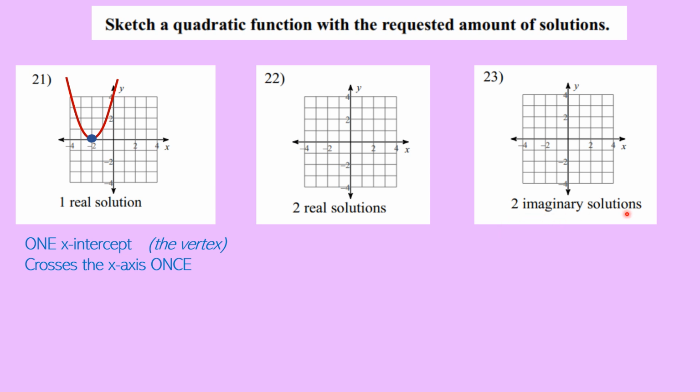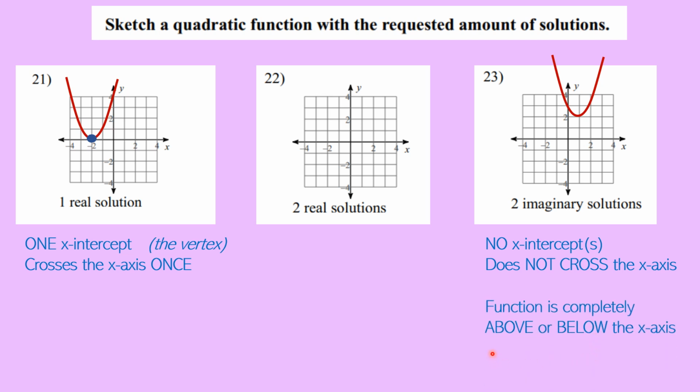2 imaginary solutions, not real, but imaginary. Imaginary solutions do not cross the x-axis. So in this case, there are no x-intercepts. The function never crosses the x-axis. It will always be completely above or below. You could sketch that same curve down below your x-axis.